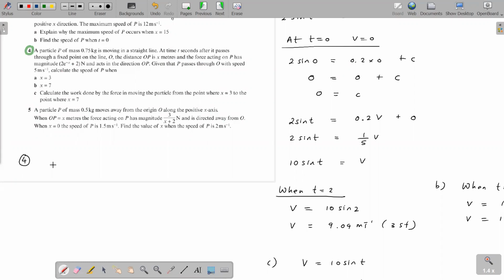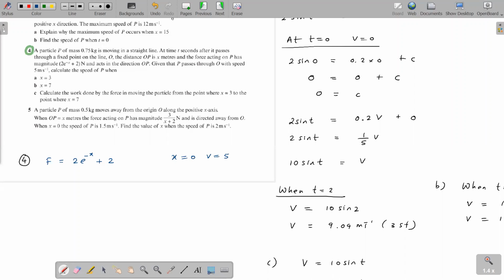Okay, so force is 2e to the power minus x plus 2. Given that P passes through O with speed 5 meters per second. So basically they are giving you the boundary conditions. When P passes through O, so when x equals 0, the speed is 5. Calculate the speed of P when x equals 3. Okay, so how do we get the value at x equals 3?